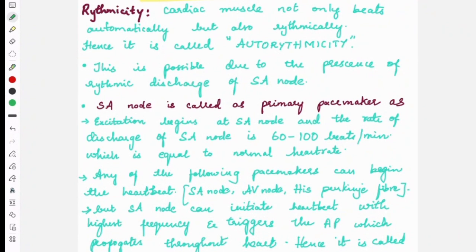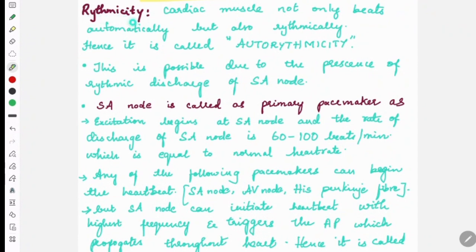The cardiac muscle possesses characteristic features which are absent in other muscles, because it is a specialized muscle. In this video we'll be discussing the properties present in the cardiac muscle, which are very important. The first property we need to discuss is rhythmicity.